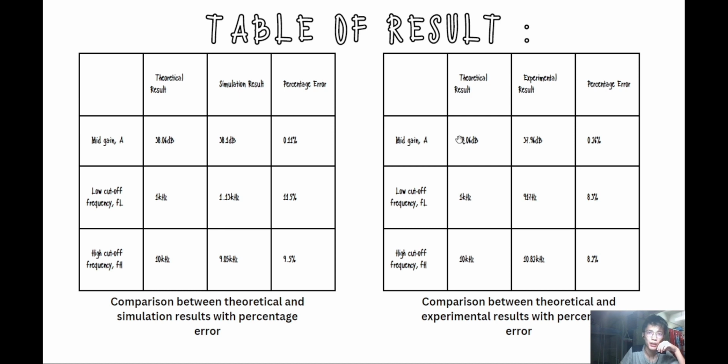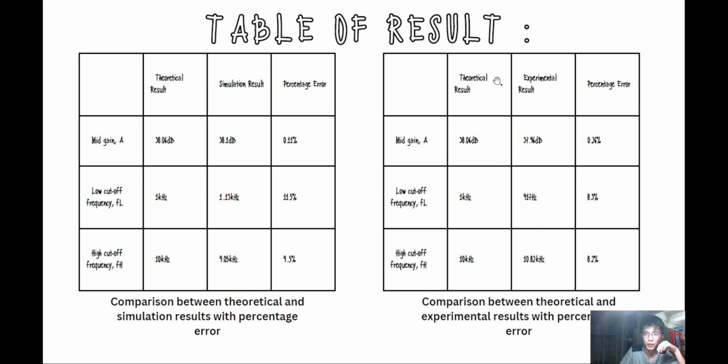And this is the comparison table for the comparison result. The first table is for the comparison between the theoretical result and the simulation result. You can see that the percentage error for the mid gain between theoretical result and the simulation result is 0.11%, and the low cutoff frequency is 11.5%, and the high cutoff frequency, the percentage error is 9.5%.